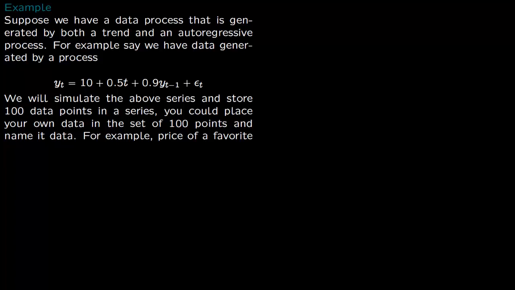Now we discuss another example. So say you have a data process. So you have given data, we are going to generate this data and then use it. So this data has a trend and it has an autoregressive process.